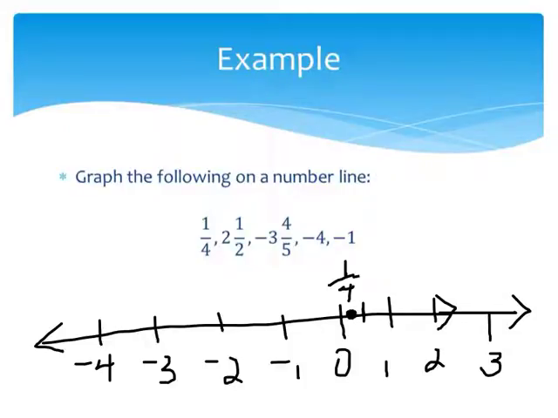2.5 would fall right smack in between 2 and 3. Negative 3 and 4/5. Well, 5/5 is equal to 1. So if I'm at 4/5, then I'm really, really close to the next number. So I'm going to put that almost to 4. Negative 4 obviously falls right smack on an integer, and negative 1 falls right smack on an integer. So those are the kinds of things you're going to be asked to do in your homework.